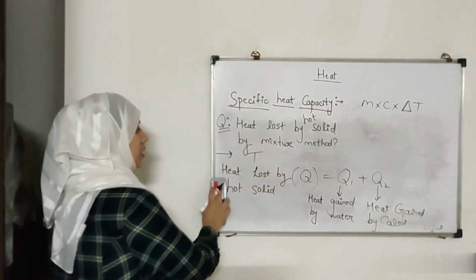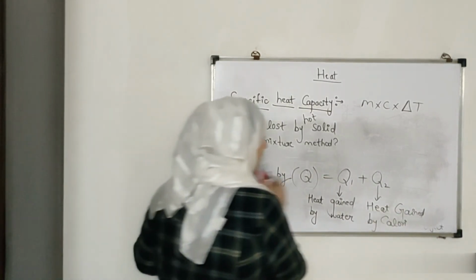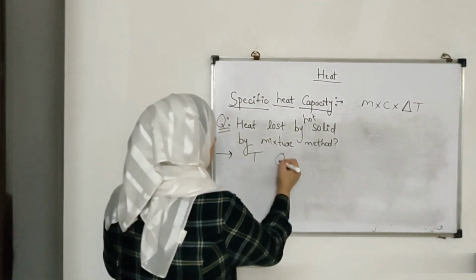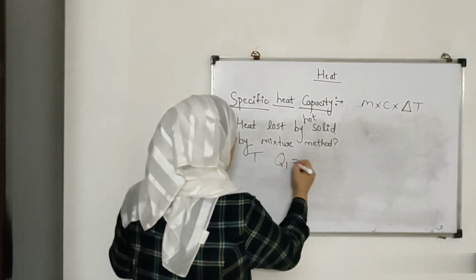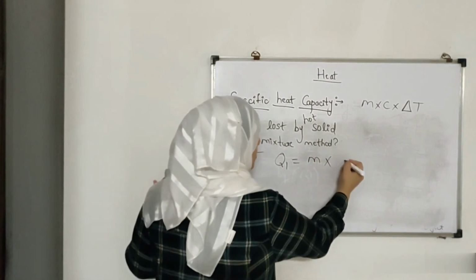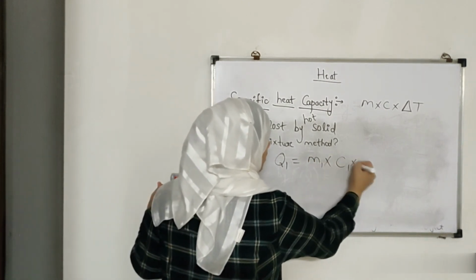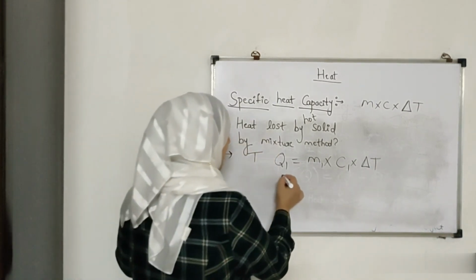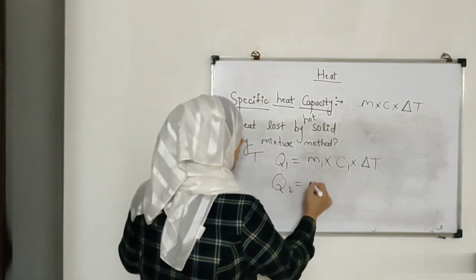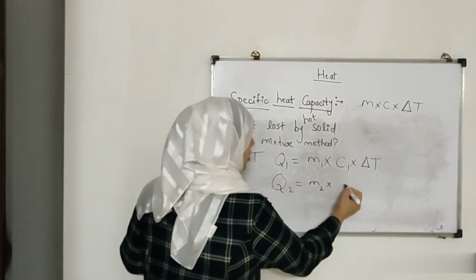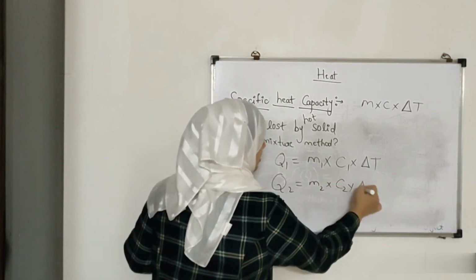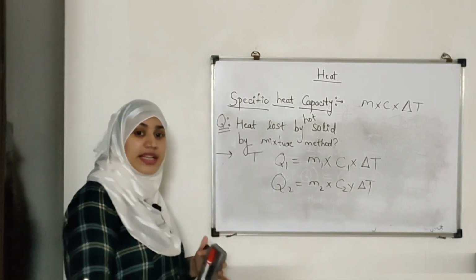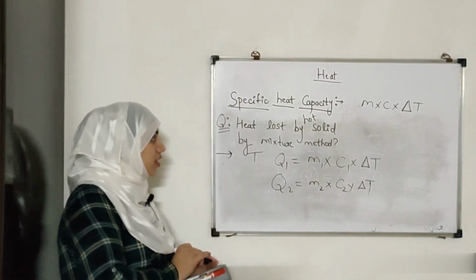Now how do I find the heat gained by the water? Simple. The heat gained by the water, Q1, is the mass of the water times the specific heat capacity of the water times the difference in their temperatures. And for the calorimeter, again the mass of the calorimeter, the specific heat capacity and the difference in their temperatures. That's how we find the heat lost by the hot solid.